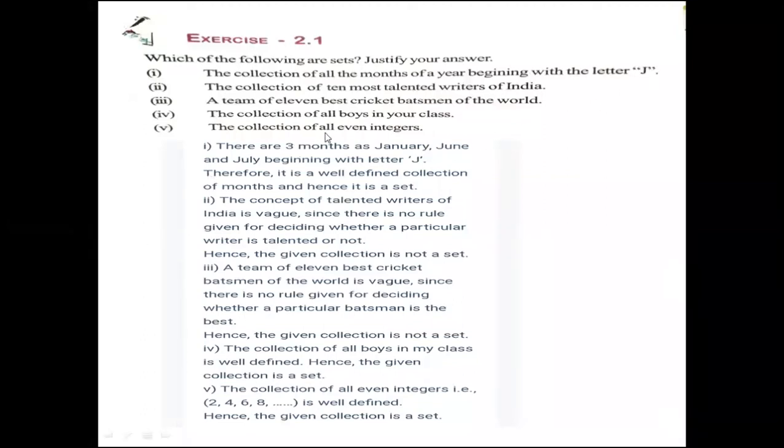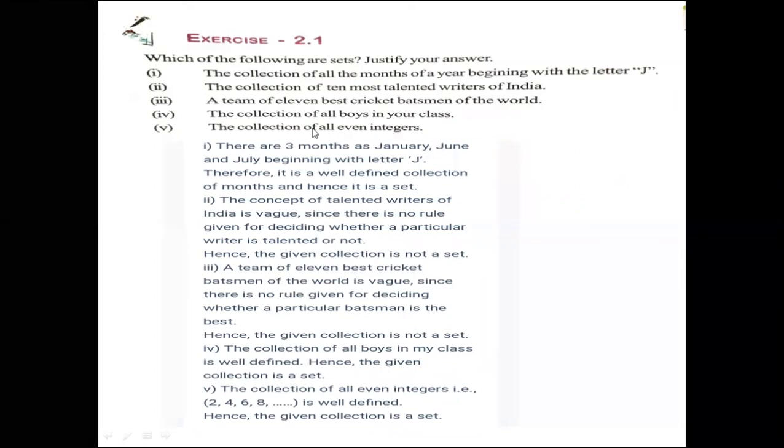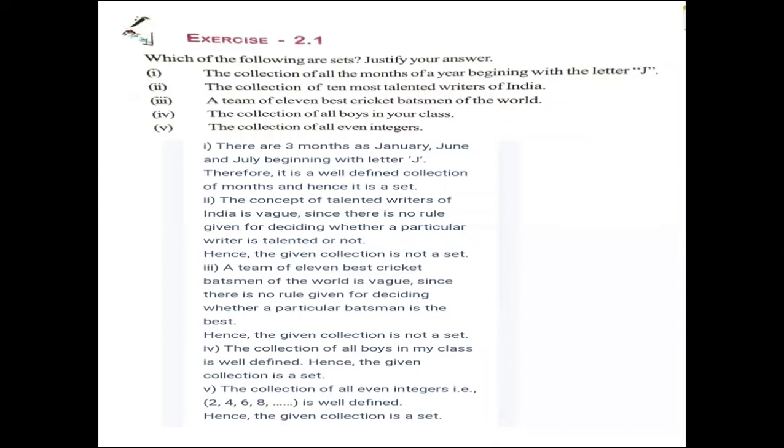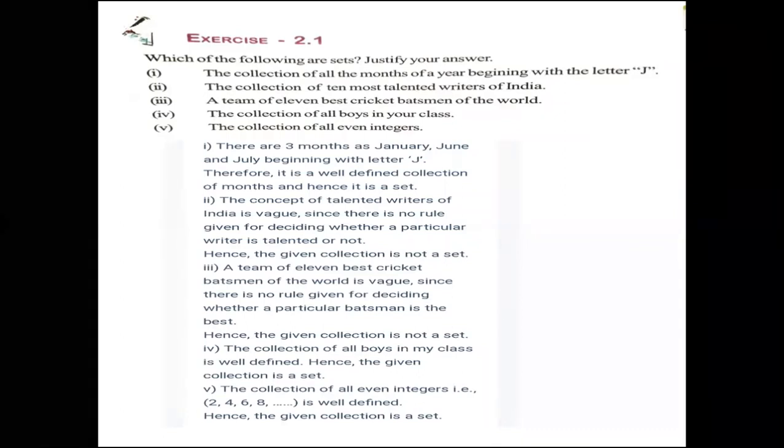Next, the collection of all even integers. Is it a set or not? The collection of all even integers. We know that 2, 4, 6, 8 are nothing but even integers. So it is a well-defined collection, and we can say that it is a set. Okay, so this is the first question with 5 Romans in it.